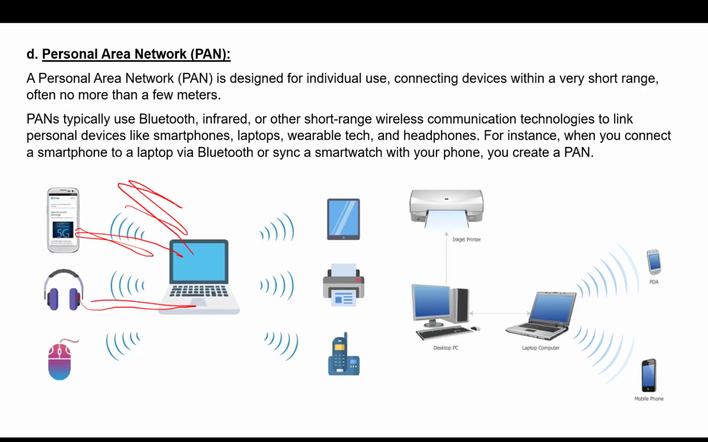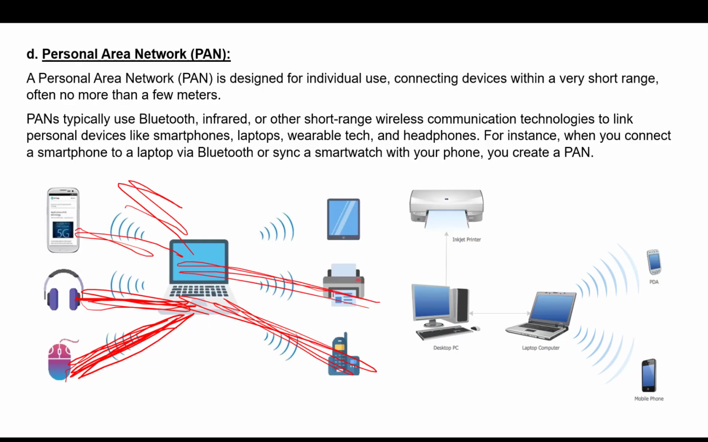If you connect your Bluetooth headset to the phone, you understand? If you connect your wireless or cordless mouse, you understand? You connect your phone wirelessly, that is personal. You understand? The printer, if you connect the printer to the laptop personally, that is a personal area network. You understand? That is all you need.